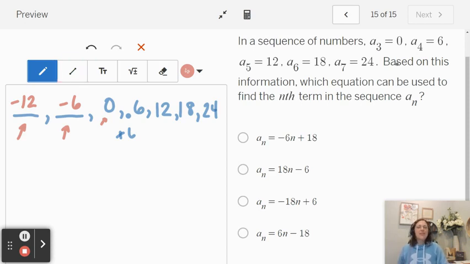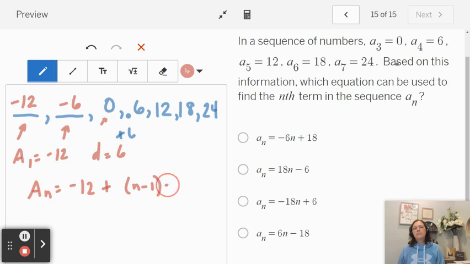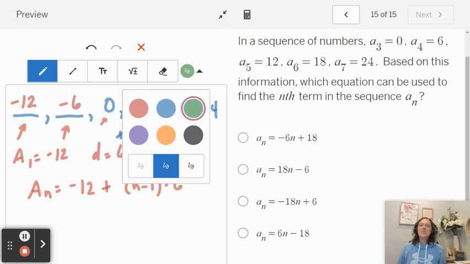Okay, let's use that then. So the first term is negative 12. And the common difference, we already said, was 6. So let's put it in our formula. A sub n equals first term, negative 12, plus n-1 times 6. Now, you'll notice none of my answer choices have any parentheses in them. That's because we know the distributive property. So let's use it.